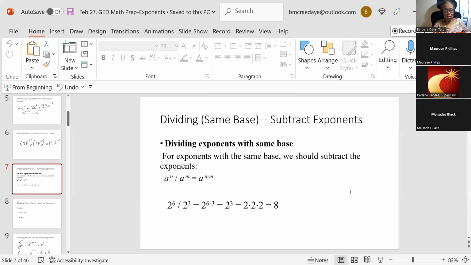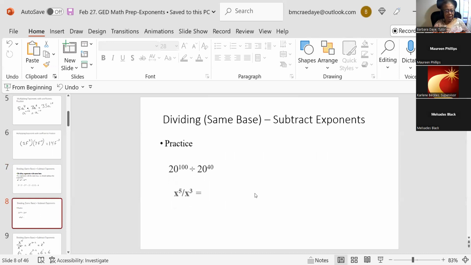Questions? So that's with the same base. Subtract the exponents. All right, now practice. Maureen, you want to tell me the answer to 20 to the 100 divided by 20 to the 40th? So that'd be 20 to the 60, 100 minus 40. Okay.